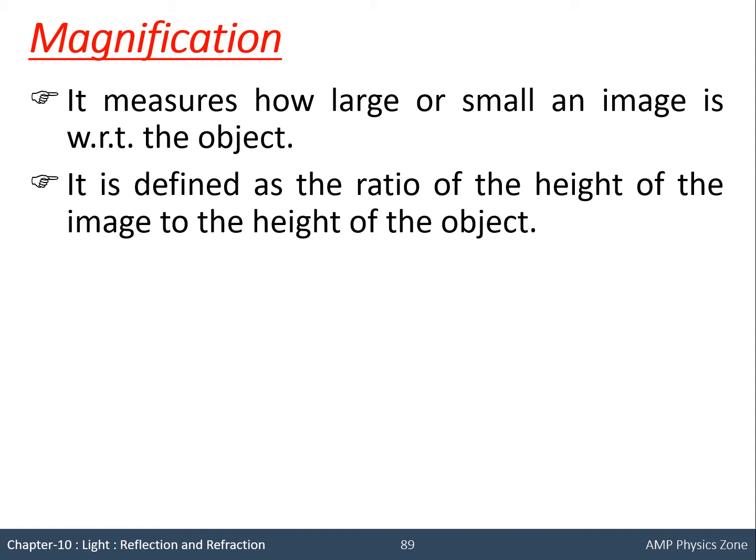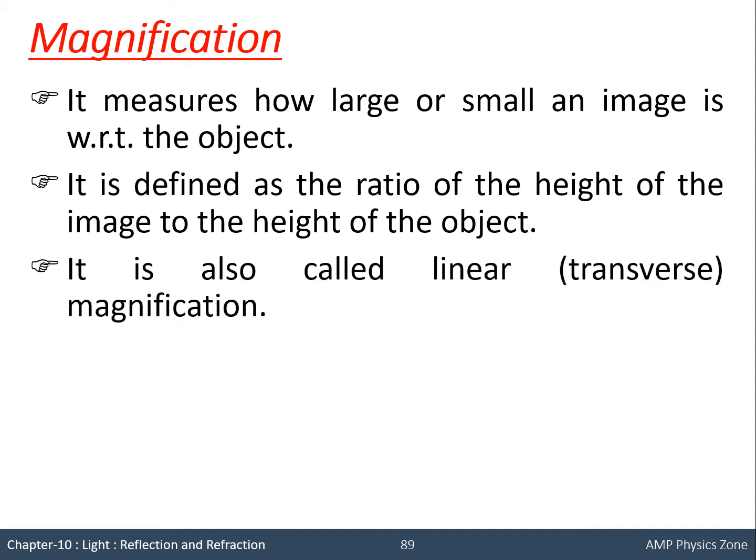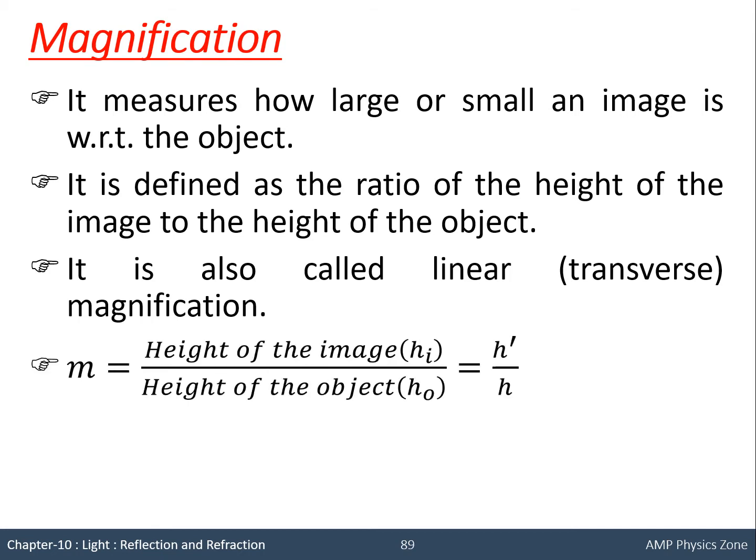When we use this definition, magnification is linear or transverse magnification. Other types of magnification are there, but you will see them in higher standards. Linear transverse magnification means the ratio of height of image to height of object. Mathematically we can write it like this, h dash by h. That is by definition. Now we will see the derivation in terms of object distance and image distance.